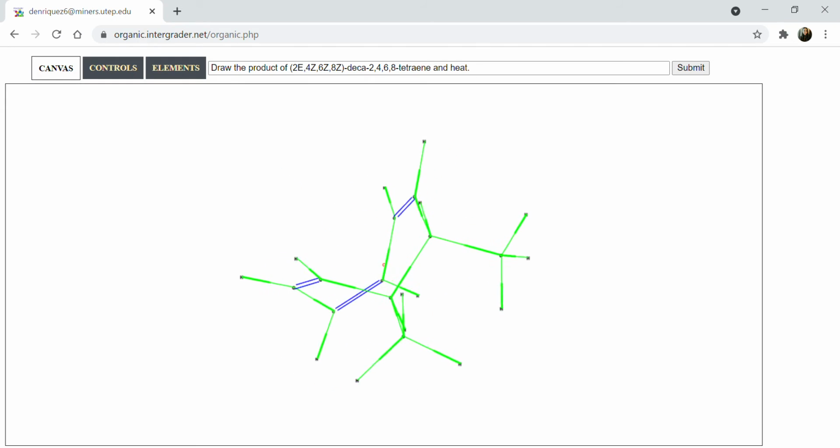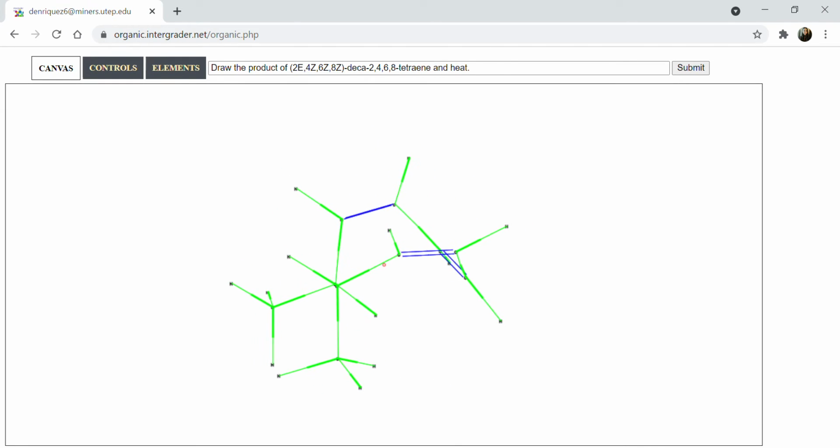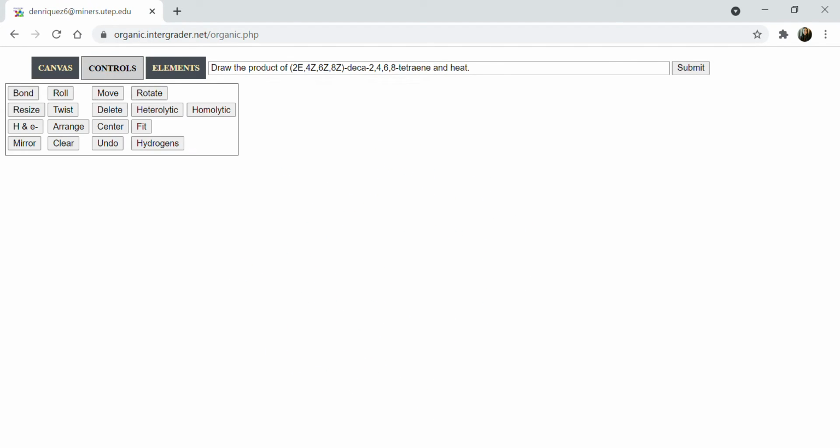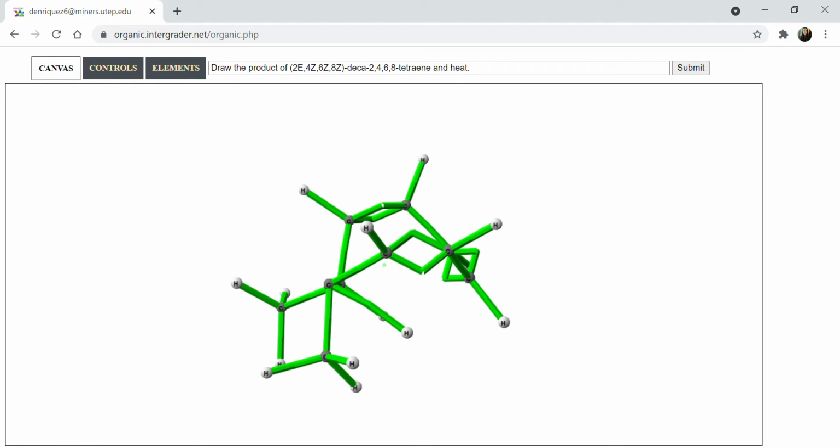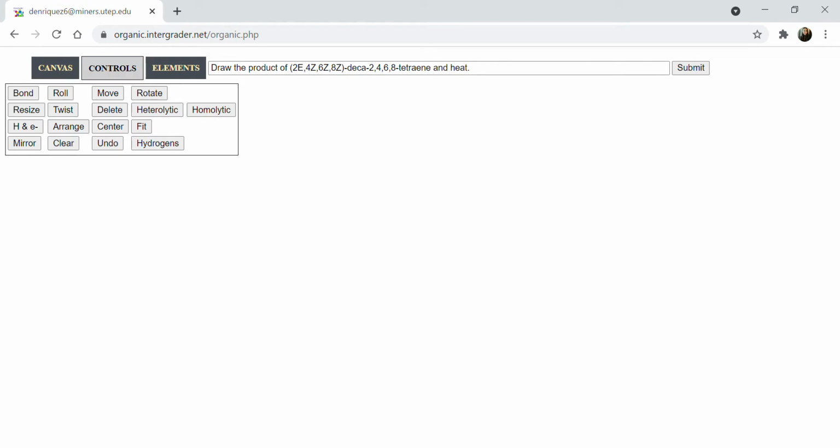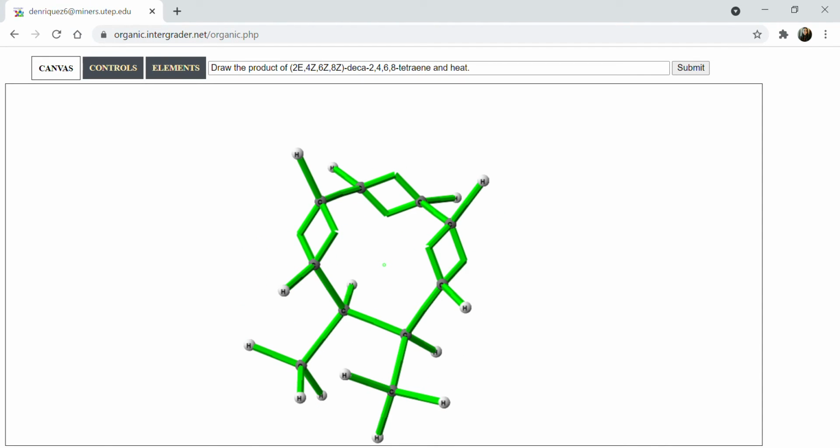So I'm gonna roll it around, and I'm gonna move this hydrogen down, move this methyl up, so I can keep it in the cis position. Okay, let's see if that worked.